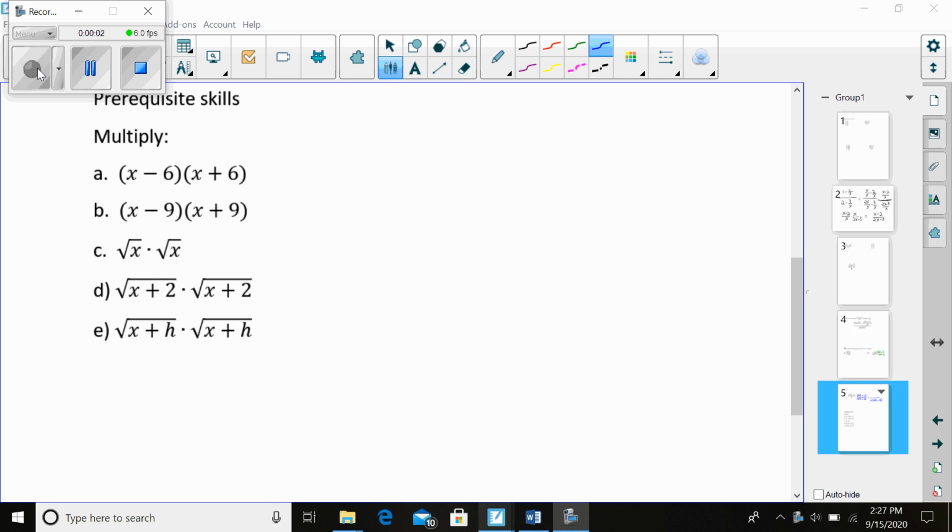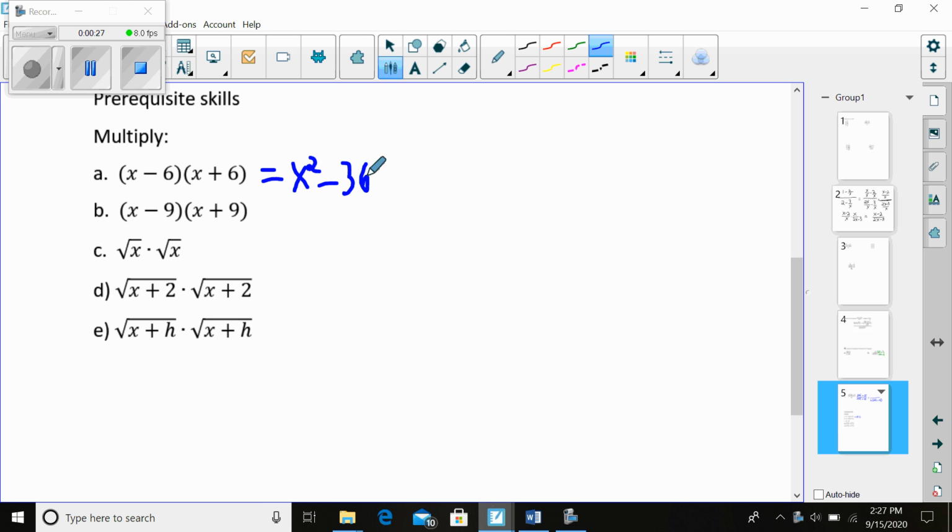To begin, I actually want you to pause the video and try the prerequisite skills there in A through E. The directions there are to find the product of each of those expressions. If you're back, I hope you were able to do A and B very quickly. The result is the difference of two perfect squares.